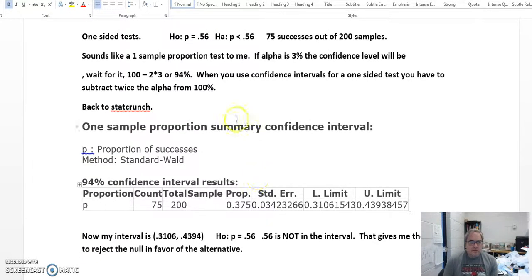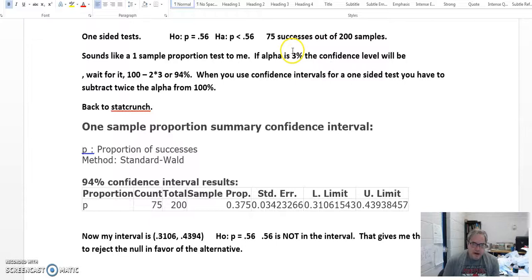Okay, so here's another one. One-sided test. We're going to do a one-sample proportion here. P is equal to 0.56. P is less than 0.56, so a lower-tailed or one-sided test. I had 75 successes out of 200, and I want to test if that gives me sufficient evidence to reject the null. So the difference here is I'm going to pick an alpha of 3%, and alpha can be whatever, but I'm picking 3.